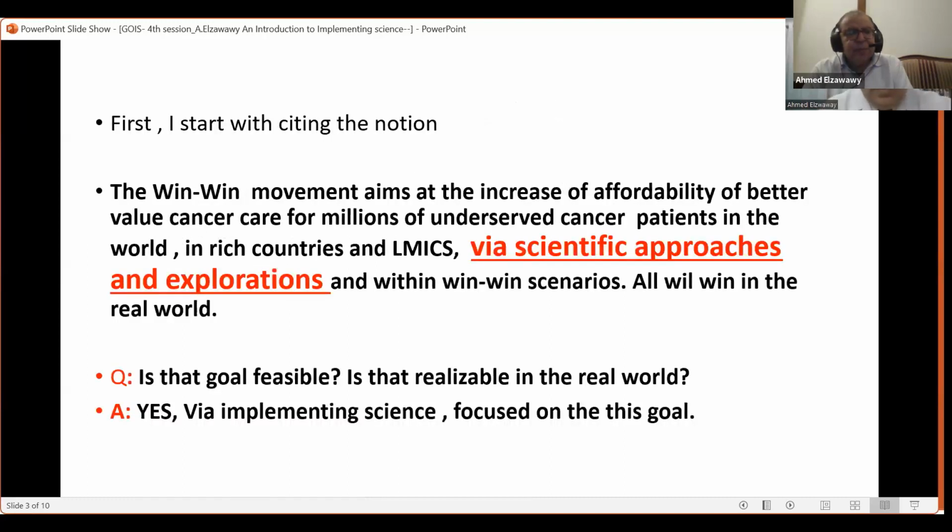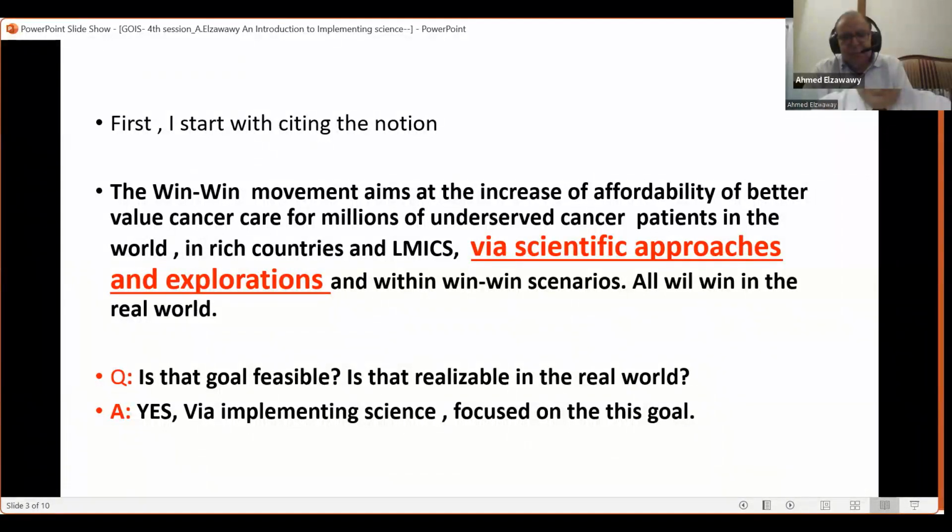First, I start with setting the notion that all of you know it now. The WIN WIN movement aims at the increase of affordability of better value cancer care for millions of underserved cancer patients in the world, in rich countries and low- and middle-income countries, via scientific approaches and explorations. In the win-win scenario, all will win in the real world. Welcome all to join, suggest, and lead.